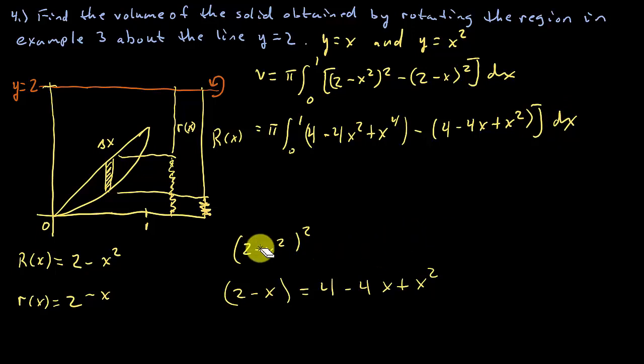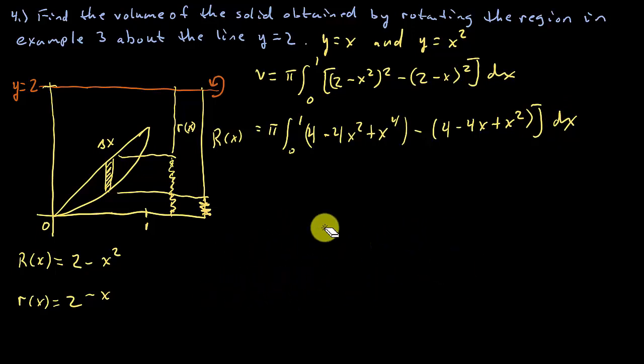All right. So now what we need to do is distribute the minus. I'm going to come down here and do it so I don't have to do an extra step in here. But that's going to be 4 minus 4x squared plus x to the 4th. I just wrote this down. And then distribute the minus: minus 4 plus 4x minus x squared.